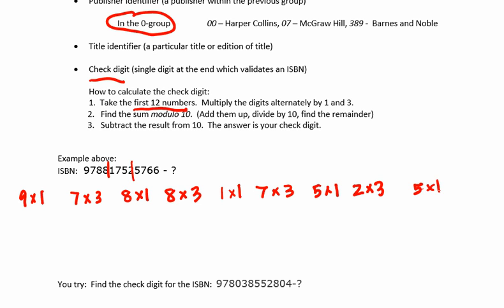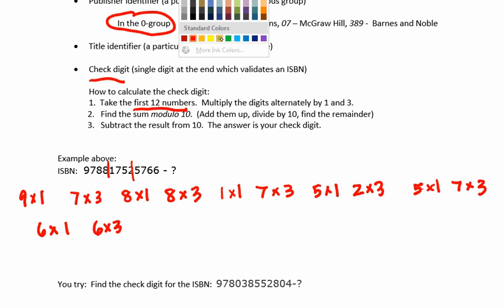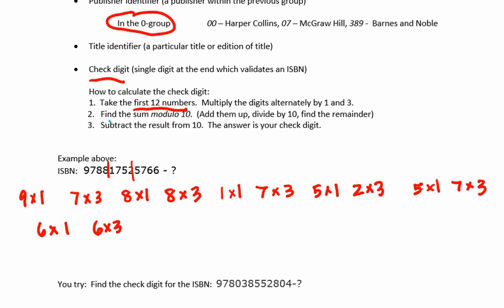5 times 1, and 7 times 3, 6 times 1, and 6 times 3. So I alternate every other digit starting with 1 and 3, and I multiply those digits. Now the next thing I do is I find the sum, and this is a special word, sum modulo 10. So I'm going to take these and add up all of these little products.